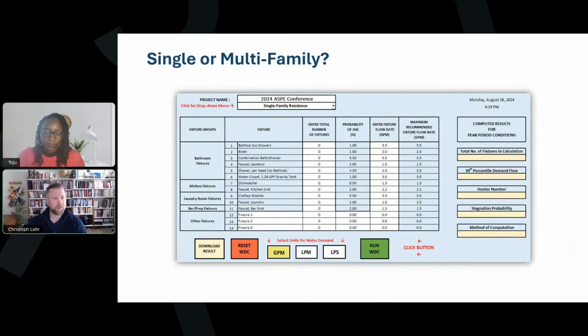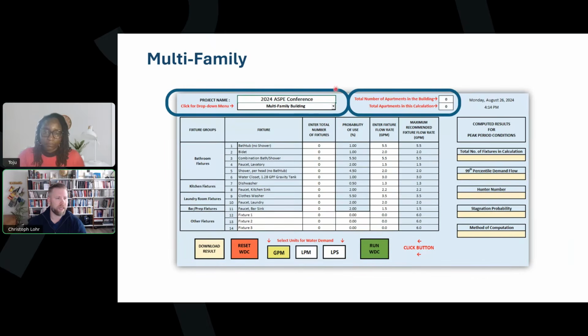All right, one of the other pieces worth noting here is up at the top, the project name and then the drop down menu. You can put whatever project name you want, but when you select the drop down menu and go from single family residence to multifamily, you'll see this other pop up over here, this other unhidden series of calculations. And these are important. And Toju, I'm going to have you touch a little on the simultaneous demand and what you guys noticed from single family to multifamily, and maybe give an explanation here.